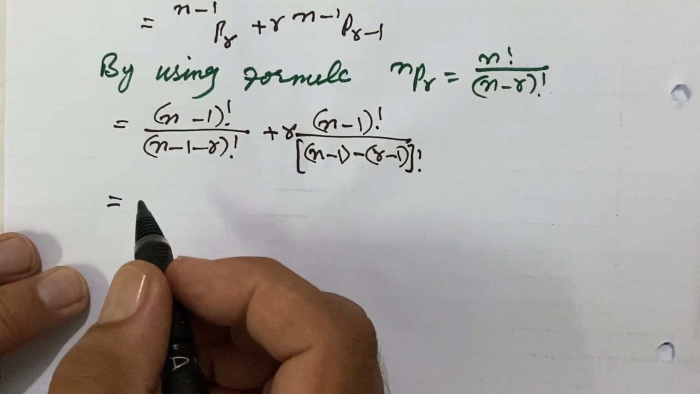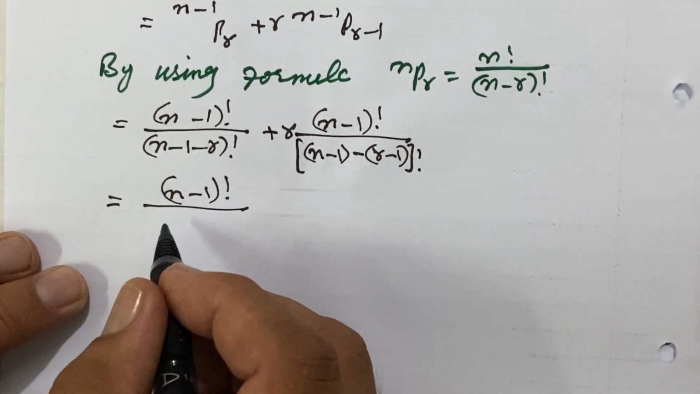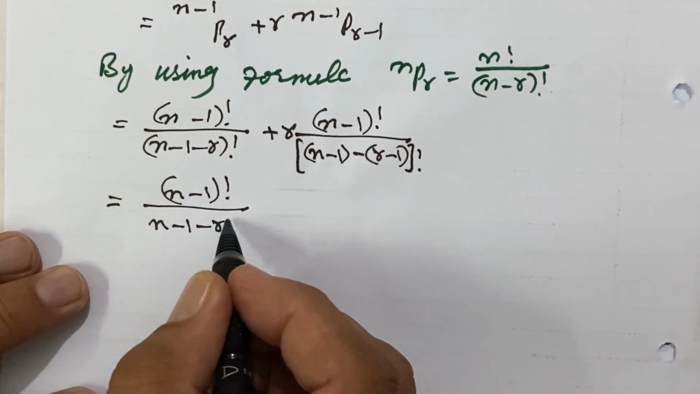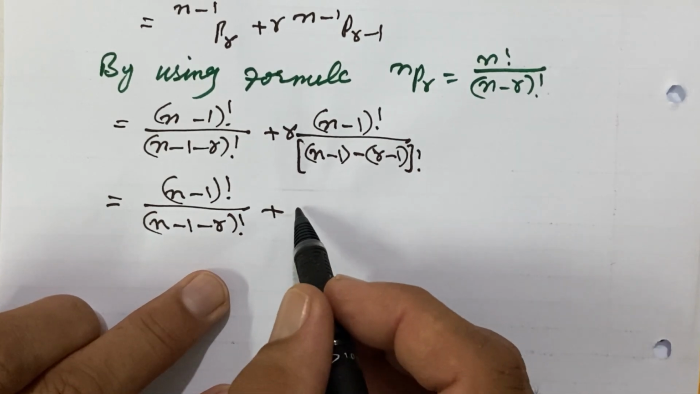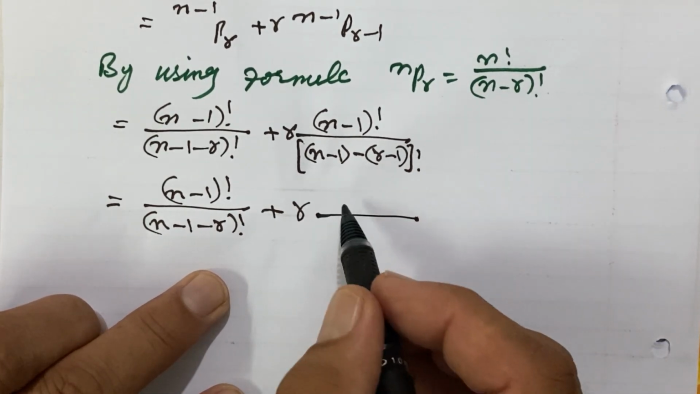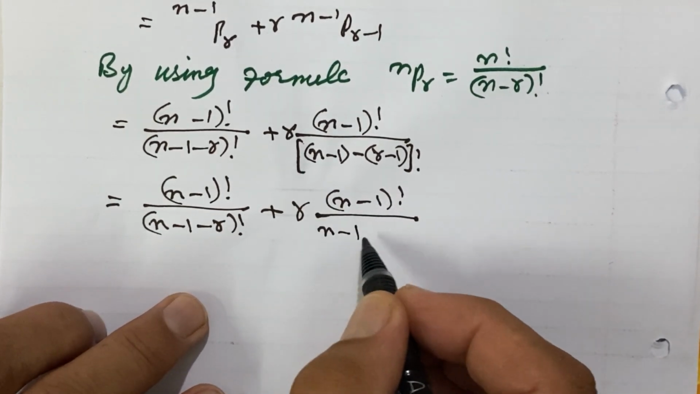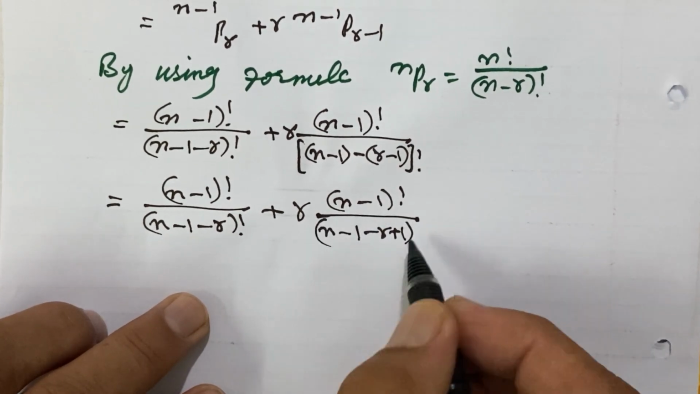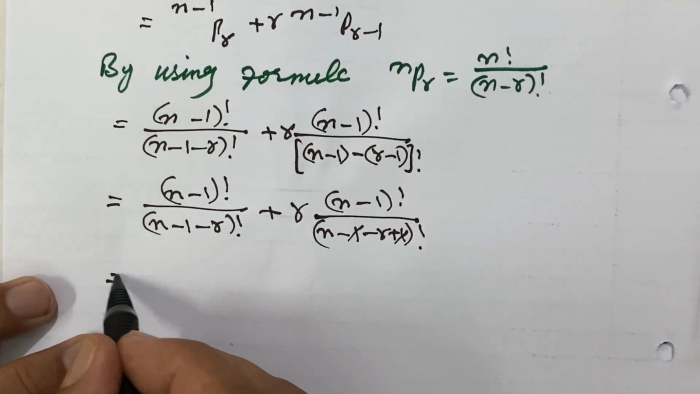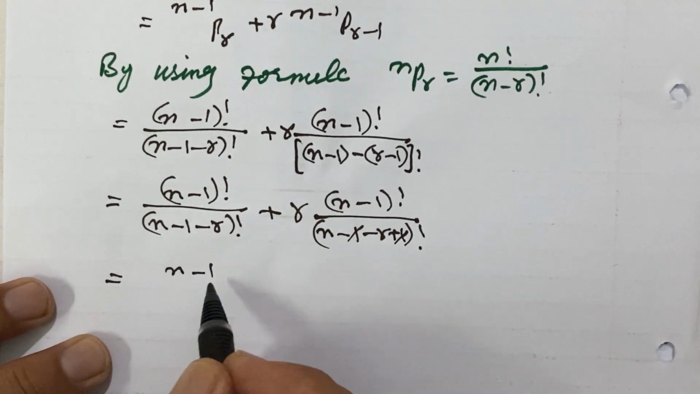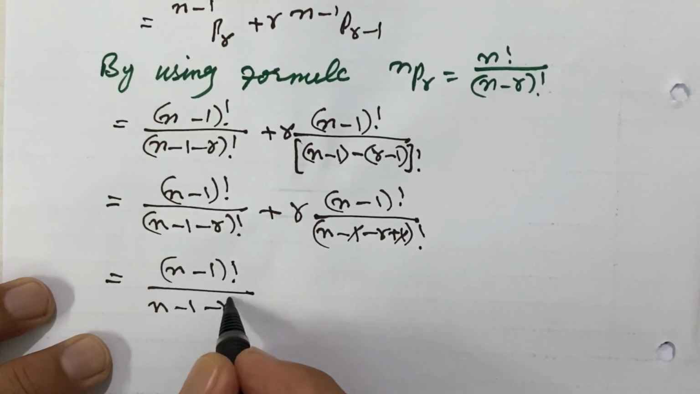Now this is equal to (n minus 1) factorial over (n minus 1 minus r) factorial plus r times (n minus 1) factorial over (n minus 1 minus r plus 1) factorial. Plus 1 is cancelled with minus 1. Then it is equal to (n minus 1) factorial over (n minus 1 minus r) factorial.